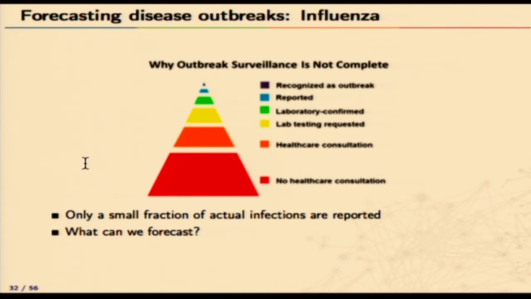So this raises the following question. What can we really forecast? If you're trying to forecast influenza, you cannot hope to forecast the actual number of infections, because a lot of them are in this bottom part. So what can you really forecast?